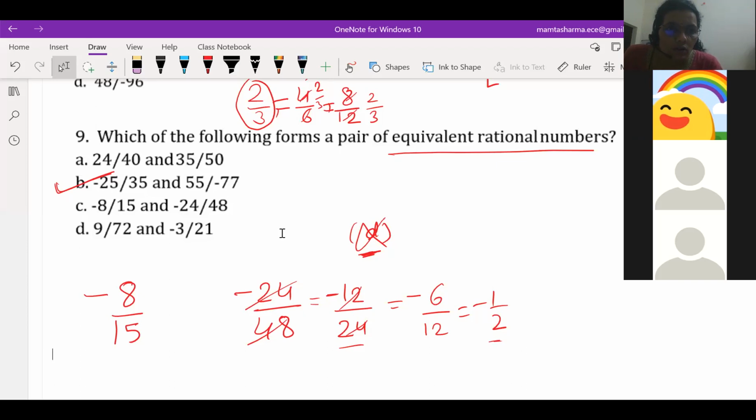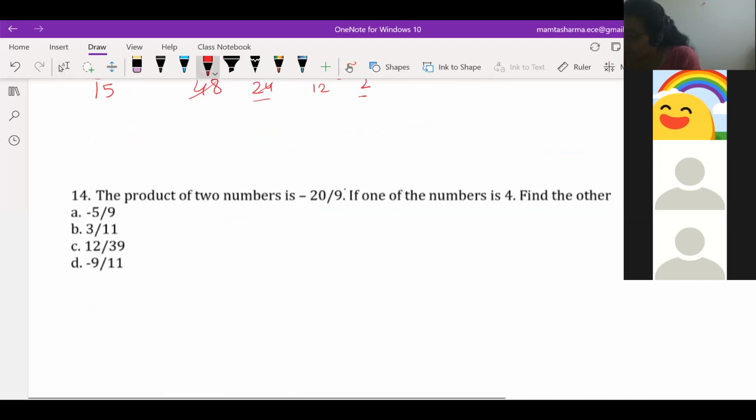So the correct choice is B, ma'am. Because here I'm getting 5 by 7, and the second rational number is also 5 by minus 5 by 7. They both are equivalent. That's why B is the correct choice. Okay, now come to the next question.